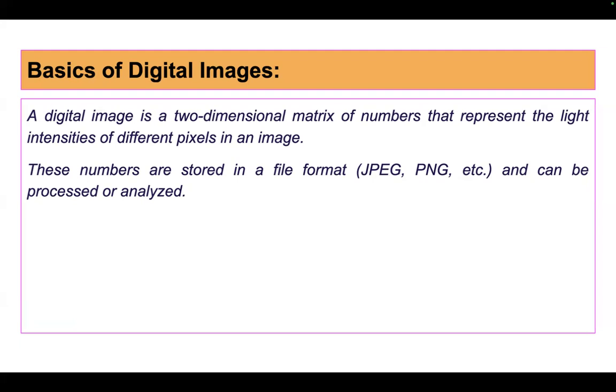See, I have just pronounced digital image, right? Digital means what? We are dealing with what? Some kind of pixels, some kind of numeric values, right? So we can define a digital image as a two-dimensional matrix of numbers that represent the light intensities of different pixels in an image.